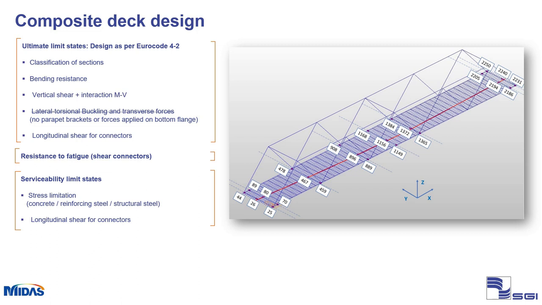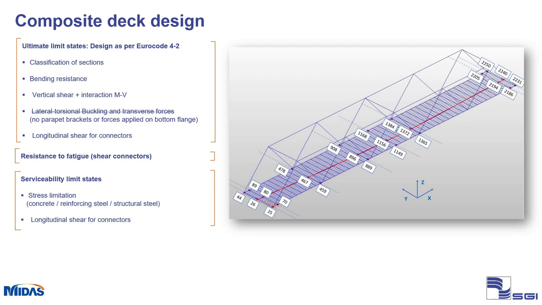As per Eurocodes, we have different limit states verifications. About ultimate limit states, as for steel design, a classification of section is established. Then, the resistance of composite section will be checked for bending moments, vertical shear, and interaction between both effects. As no forces are directly applied on bottom flanges, there is no need to perform lateral torsional buckling analysis. Composite connection is also checked, and we will design longitudinal shear connectors. Using Midas, we can also verify resistance of shear connectors with fatigue load combination.